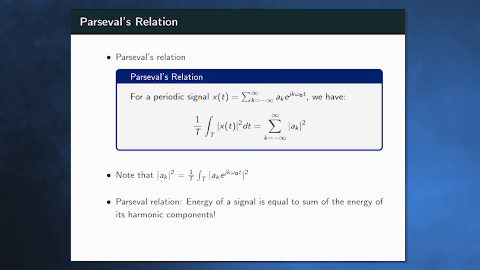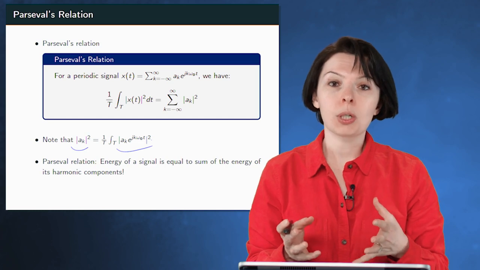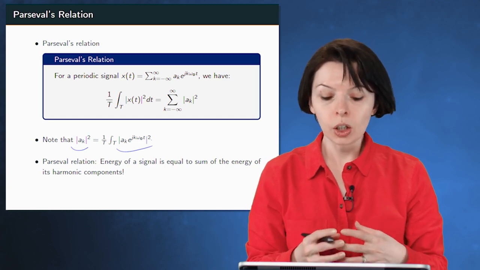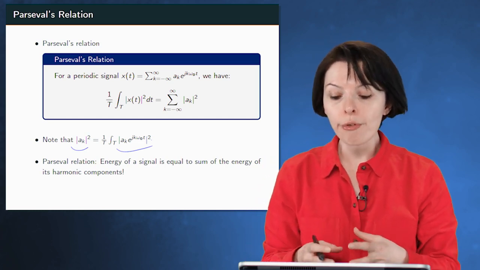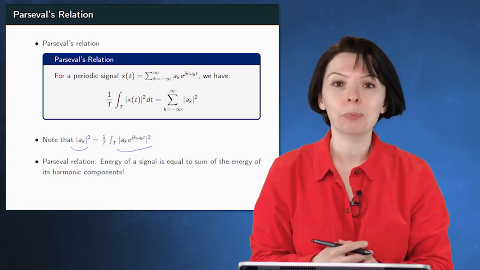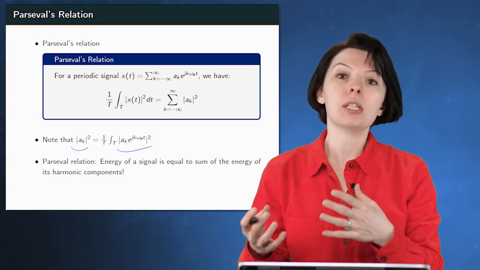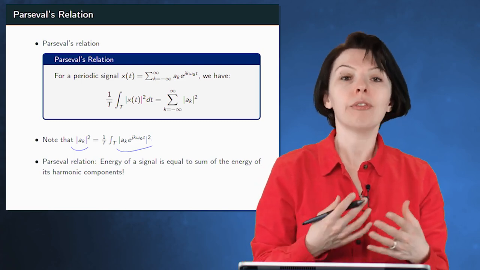In this expression, magnitude of a_k to the power of 2 is equal to 1 over T integral over T of magnitude of a_k e to the j k omega naught t, to the power of 2. Parseval's relationship says that the energy of a signal is equal to the sum of the energy of its harmonic components. So in the class, we are going to practice using these properties in solving problems.